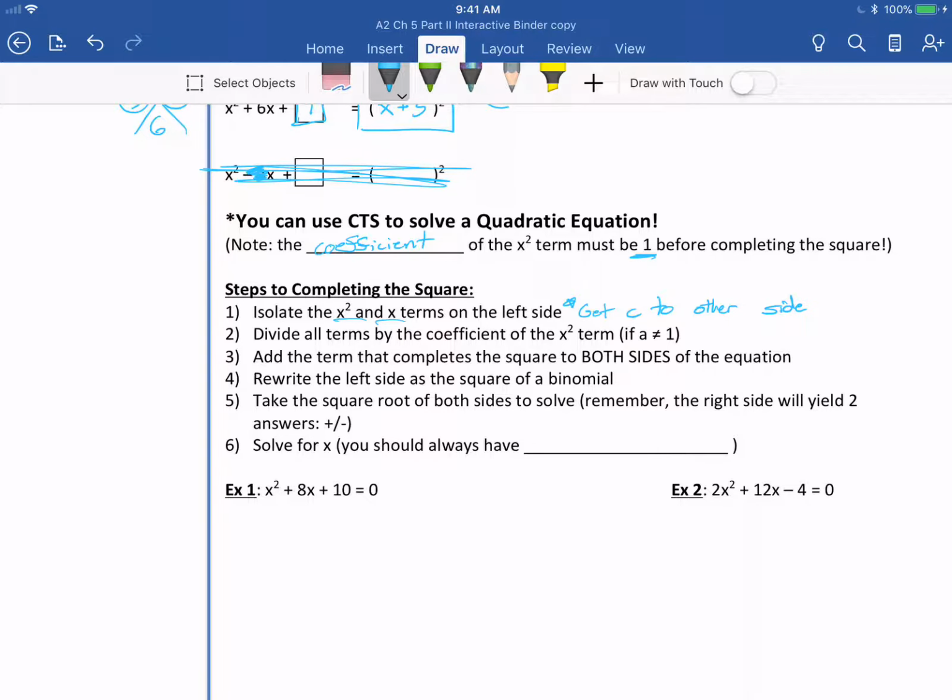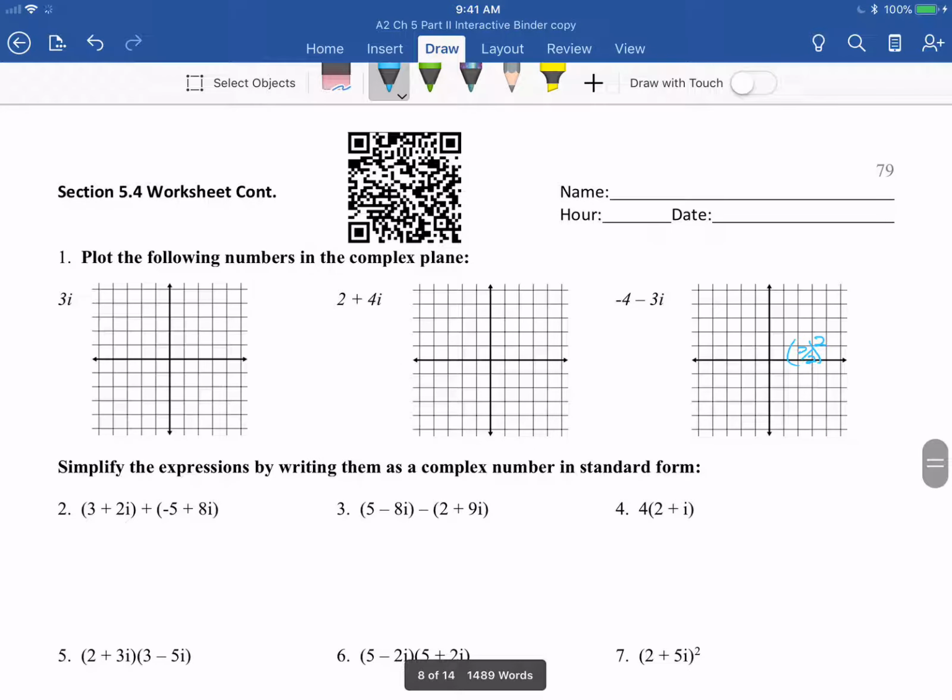We're going to divide all terms by the coefficient of the x squared term. So if it's not 1, we're going to divide that. Then we're going to add that term that completes the square. We're going to add that b over 2 squared to each side.